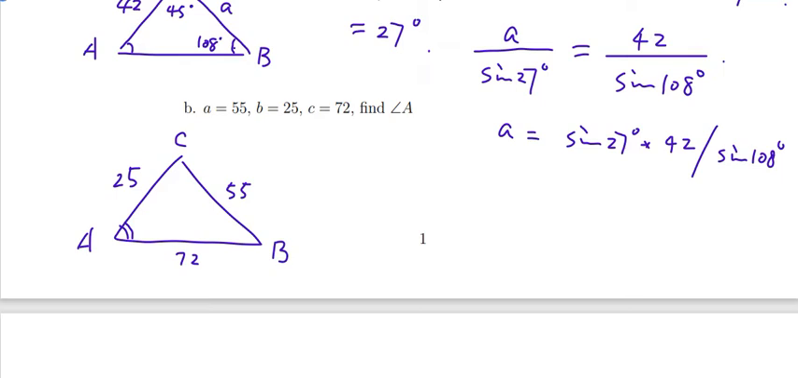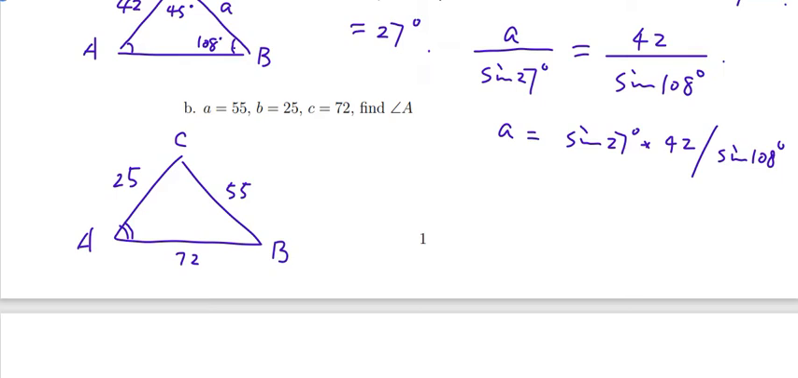So for this problem, we have to apply the law of cosines, right? For the law of sines, you should have at least one angle, right? A over sine A, B over sine B, you need to know at least one angle. So if you do not know any angles, we have to use the law of cosines. So to find the angle A, we apply the law of cosines.